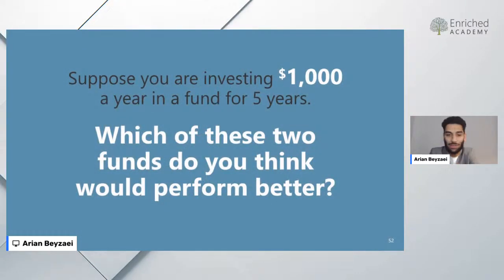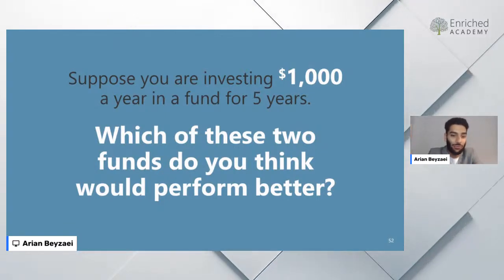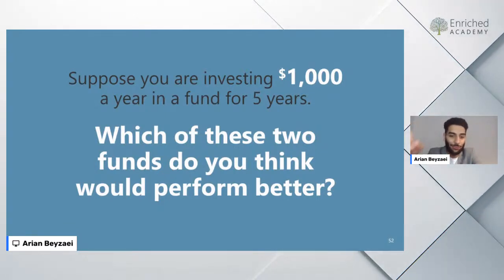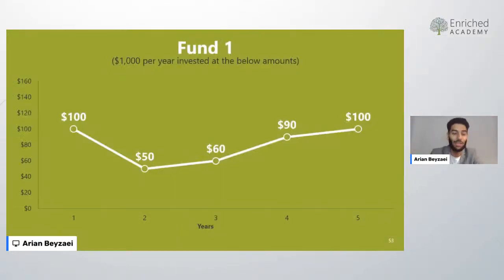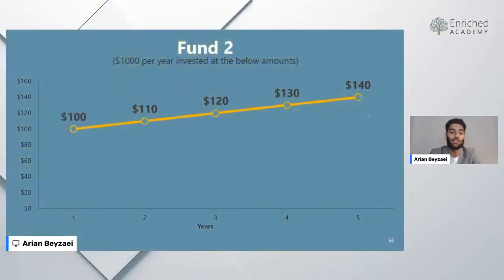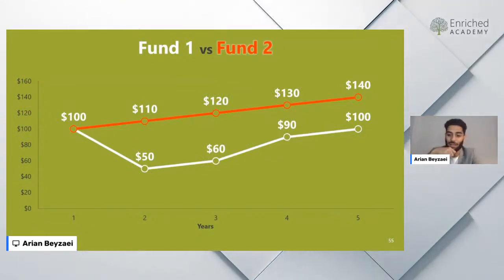So we're going to do a little bit of a quiz here. Suppose you're investing $1,000 a year in a fund for 5 years. Which of these two funds do you think would perform better? I'm going to show you two. Here we go. Here's fund number 1. And here's fund number 2. Okay? Those are them together.